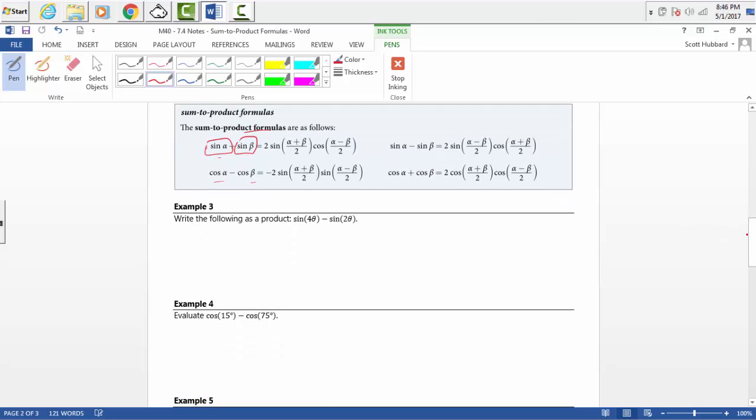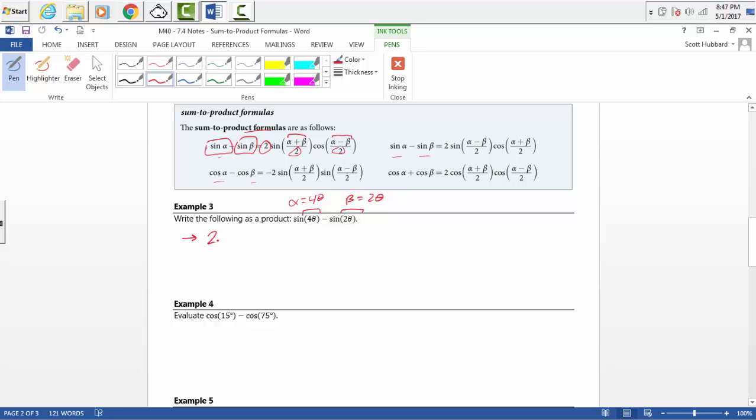The way this works is that if you have sine of alpha plus sine of beta, it ends up being this. This 2 is in the formula, so it's always times 2. This 2 is also in the formula, it's divided by 2. Then you just have these sums or differences here. So let's take a look. Write the following as a product: sine of 4 theta minus sine of 2 theta. This is a difference of sines, so we use this formula. My alpha is 4 theta and my beta is 2 theta. Then I just apply the formula.